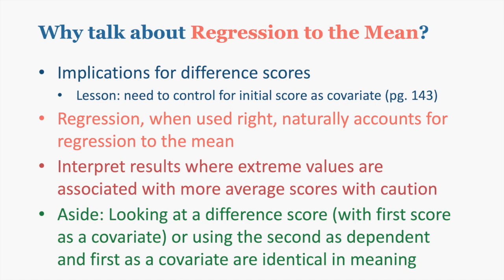Also, an aside, looking at a difference score with the first score, like the pretest score, as a covariate, or using the second as dependent and the first as a covariate are actually identical, and you'll get the same results. So a difference score, or just looking at a post-test controlling for pretest, it'll give you the same results, which is kind of cool.